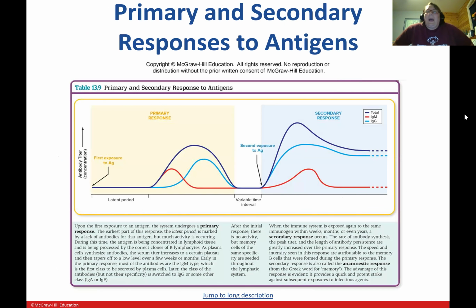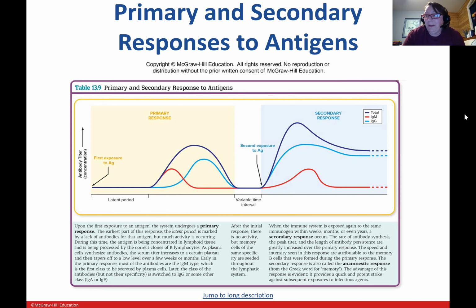Okay, so this slide talks about the very first time that you are exposed to a particular pathogen, or at least the antigen, the epitope that the immune system recognizes when you're exposed to that. Okay, so over on the very left, you see a little tick mark on the x-axis, okay? And that is the first exposure ever to an antigen. You then have a latent period. Okay, and again, this is looking at the numbers of antibodies in the bloodstream.